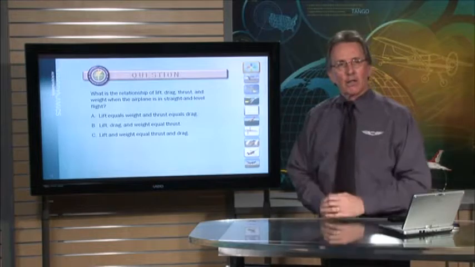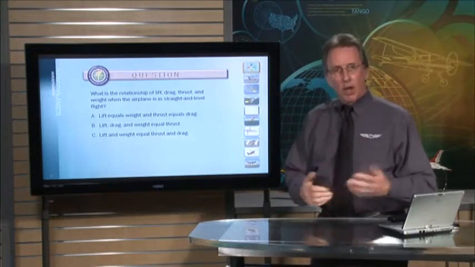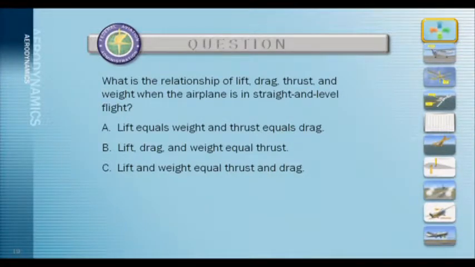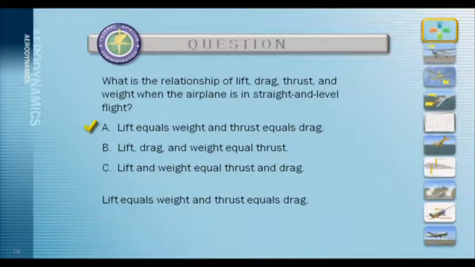Okay, let's take a look at our first question in lesson number 1 regarding the four forces of flight. And that question is, what is the relationship of lift, drag, thrust, and weight when the airplane is in straight and level flight? Now let me give you a little time here to review the possible answers. Okay, the correct answer is A. Lift equals weight and thrust equals drag.